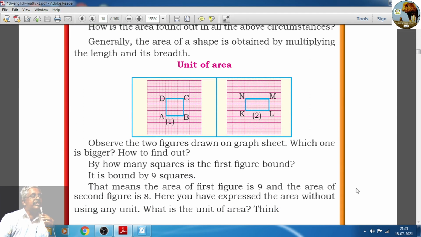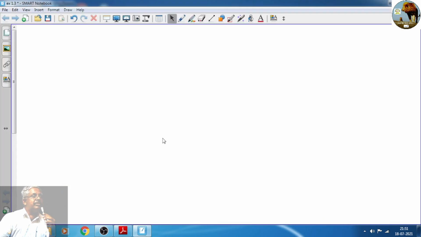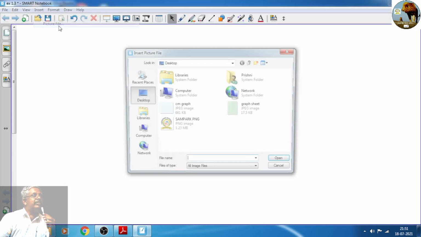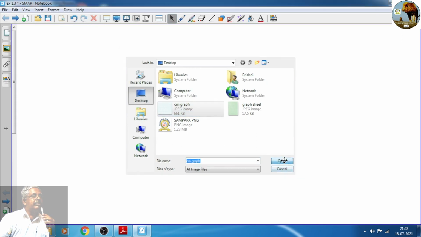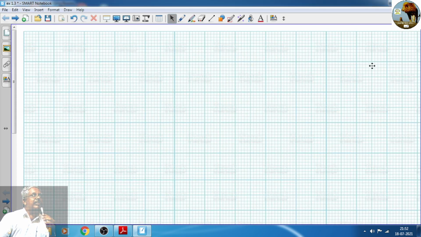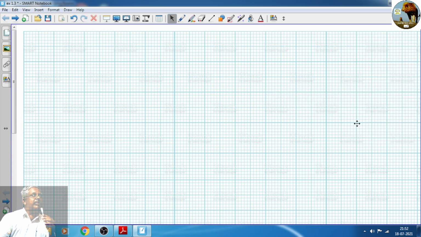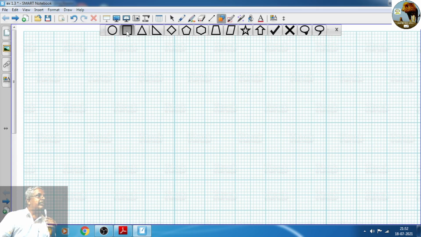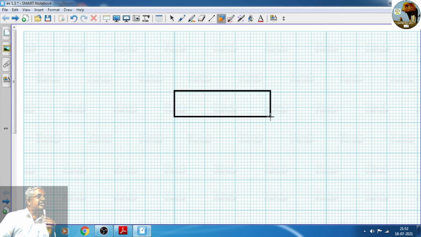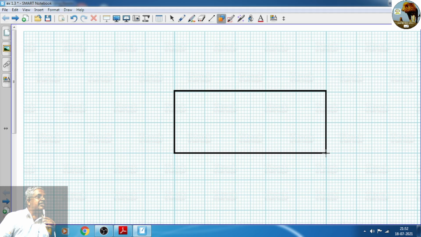Look at this picture. It says a unit of area. They have shown a graph sheet at the background, and they are going to teach us something called unit of area. Let me start the content from here. I am going to insert a picture of a graph on the screen, and let me lock this so that it should not move further. Now keep looking at this. I am going to take a shape of a rectangle. See, I take it here and I place it over there.